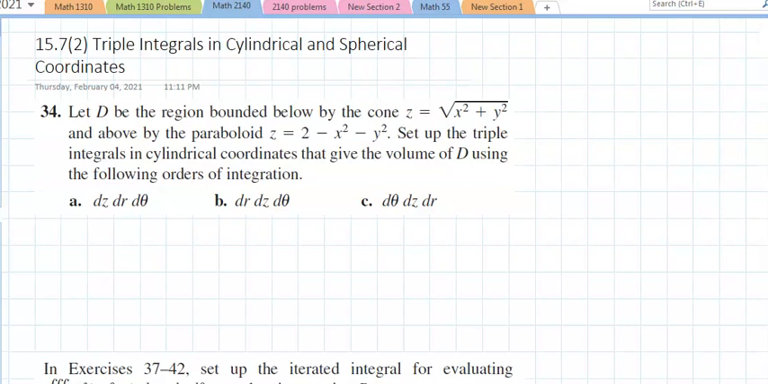Alright, 15.7, the second part. These are integrals that we have to set up in the next chapter, and I need you to get really comfortable with it. Now, you really don't have to follow directions when it says use spherical coordinates, or if it's specific, you could use whatever you think is best.